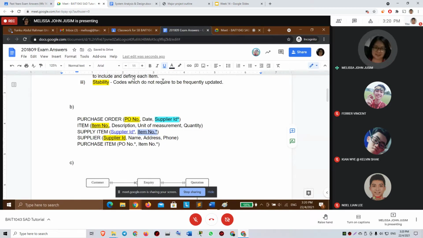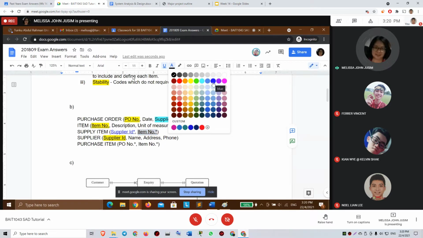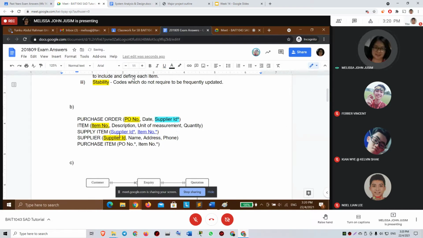It is a PK, FK at the same time. You all know what an associative entity is, right? This is definitely an associative entity to solve the many-to-many relationship between item and supplier. Okay. Next, purchase item.